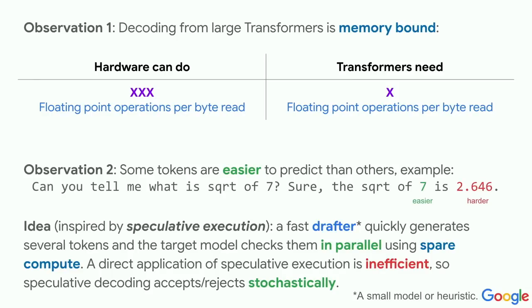And some tokens are easier to predict than others. Can you tell me what the square root of 7 is? Sure, the square root of 7 is... those tokens are easy to predict. Then 2.646 is a little bit harder.